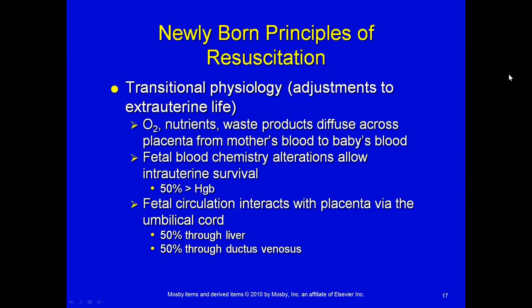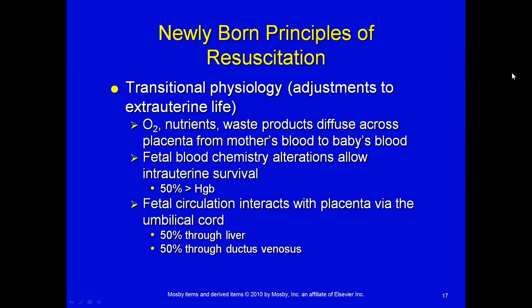We're going to talk first about some transitional physiology, or how the developing fetus makes adjustments to extrauterine life. As they are intrauterine, they do these things that we're going to talk about. And then as they get closer to the time that they're going to be born, there are certain physiologic things that must happen in the baby prior to being born. And so we'll talk about those as well. And they're mostly related to cardiorespiratory.